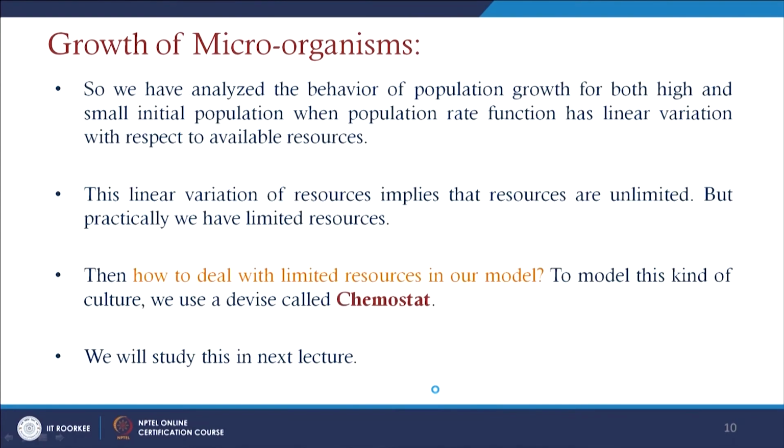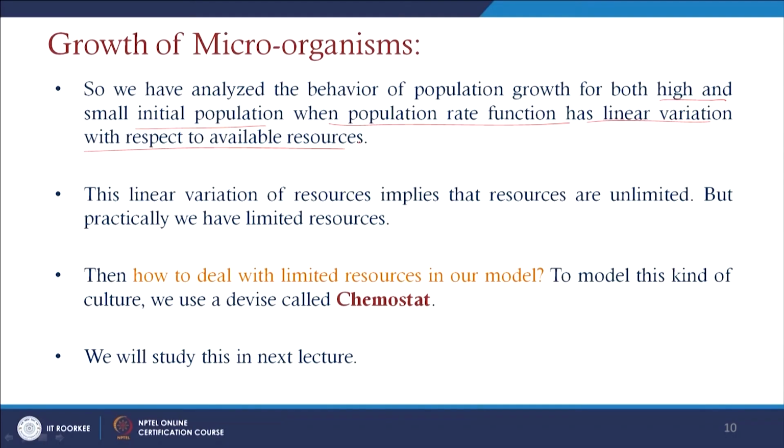So if we just consider this growth of microorganisms, we have analyzed the behavior of population growth for both high and small initial populations, when the population rate function has a linear variation with respect to available resources. This means that whether the population size is high or small, it always shows a linear variation with respect to the available resources.